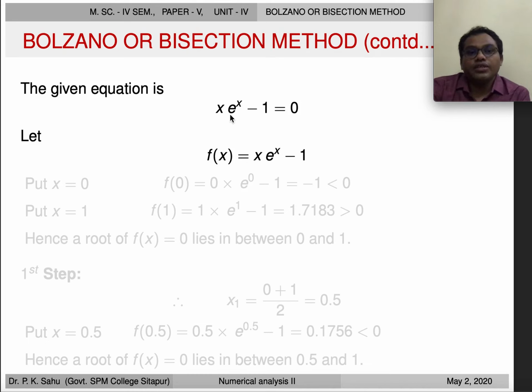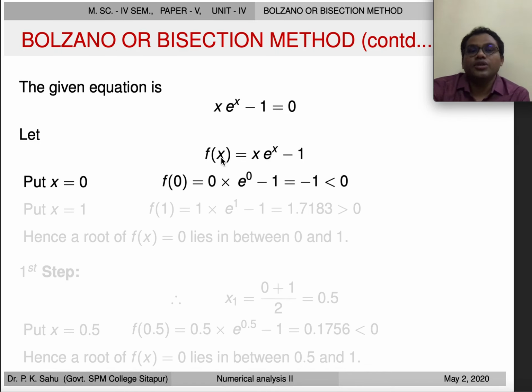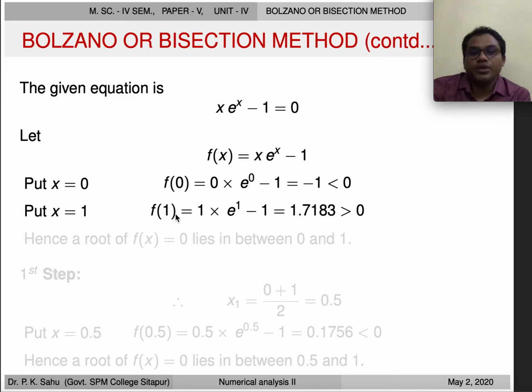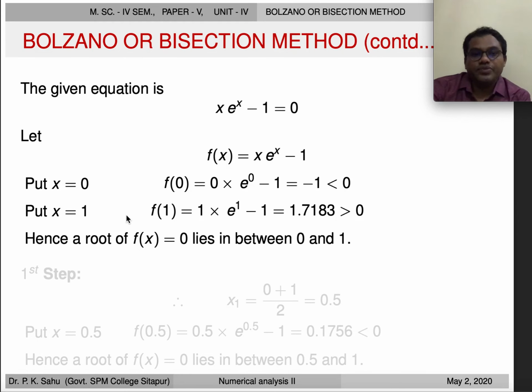Now the given equation is x e^x minus 1 is equal to 0. We suppose f(x) is equal to x e^x minus 1. Now put x is equal to 0. Then f(0) is 0 into e^0 minus 1, which is less than 0. Now put x is equal to 1. Then we have f(1), which is greater than 0. So from the intermediate value theorem, our root lies between 0 and 1. Now we are trying to solve this equation and obtain an approximate root by using the bisection method.